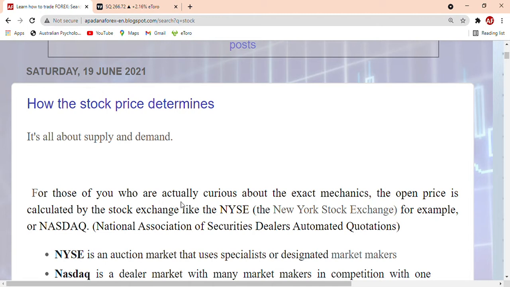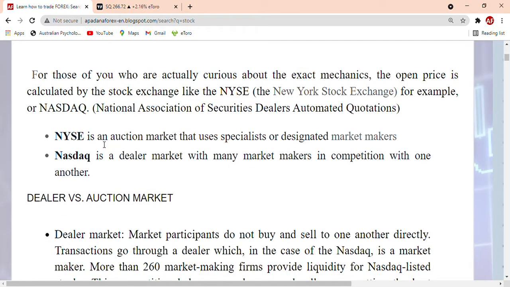So for those of you who are actually curious about the exact mechanics, the open price is calculated by the stock exchanges like the New York Stock Exchange, for example, or NASDAQ. NASDAQ is National Association of Securities Dealers Automated Quotations. It's easier to just say NASDAQ anyway. So the New York Stock Exchange is an auction market that uses specialists or designated market makers. NASDAQ is a dealer market with many market makers in competition with one another. So there are two different types of markets. Some are auction and some are dealer markets.